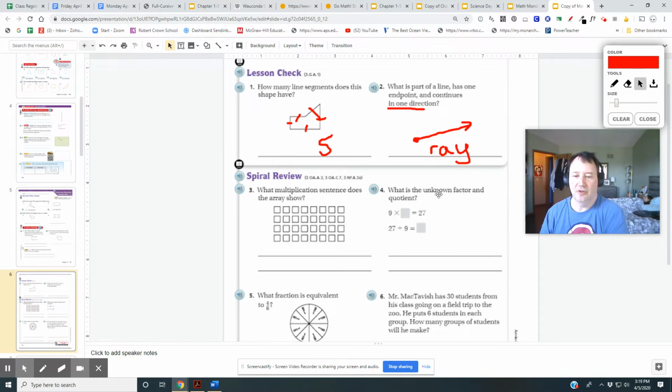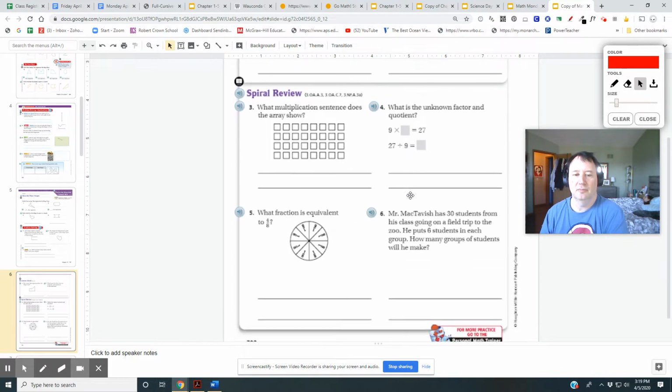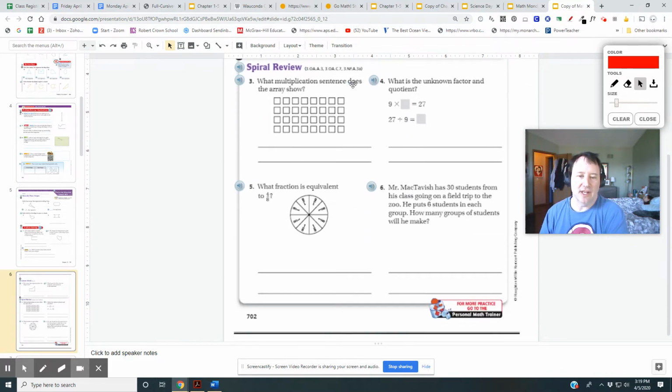Looking at this review, what multiplication sentence does this array show? 1, 2, 3, 4. 1, 2, 3, 4, 5, 6, 7, 8. 4 times 8 equals 32.